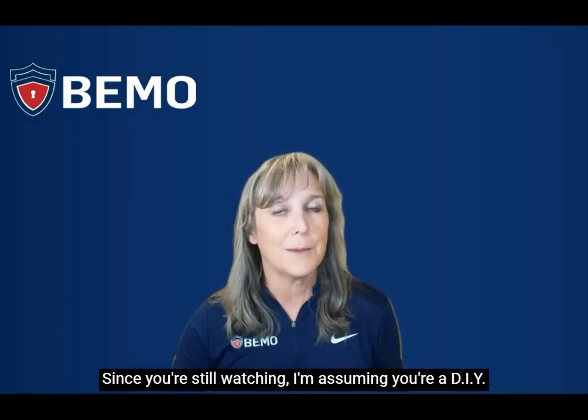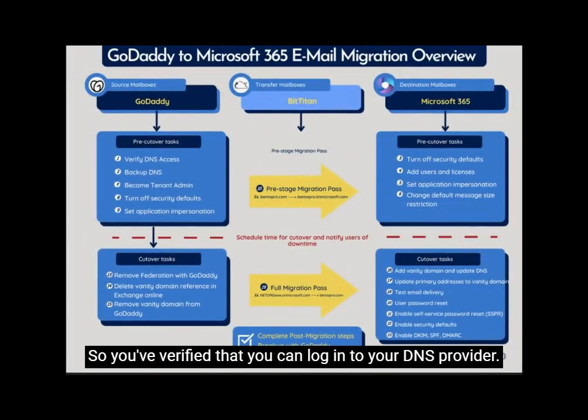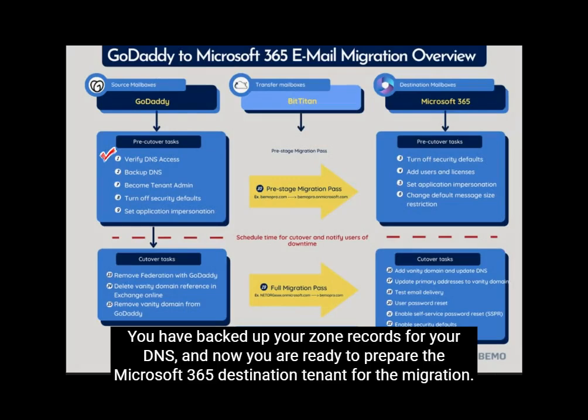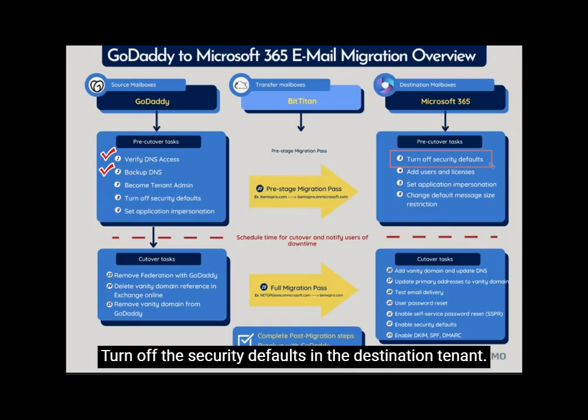Since you're still watching, I'm assuming you're a DIY tech person, so let's get started on the migration. So you've verified that you can log in to your DNS provider. You have backed up your zone records for your DNS. And now you are ready to prepare the Microsoft 365 destination tenant for the migration. First step would be number 3, turn off the security defaults in the destination tenant. We will turn them back on when the migration is complete.